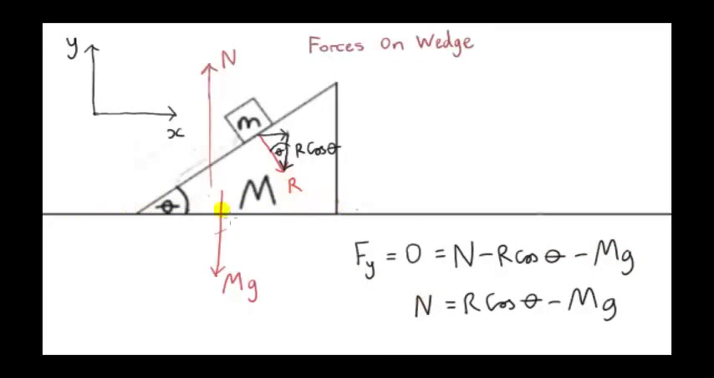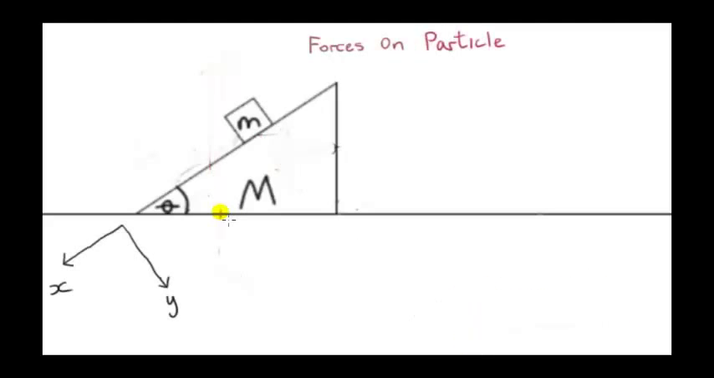So if we want to calculate the force on the wedge due to the horizontal surface, that is N, we have to calculate this quantity here. So we are given big M, but we don't know what big R is.